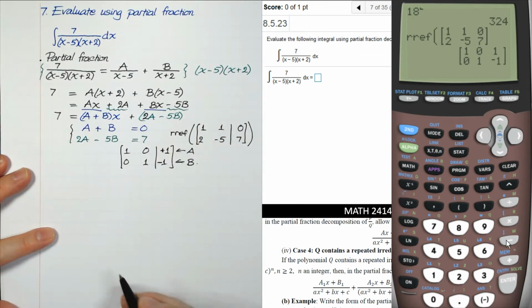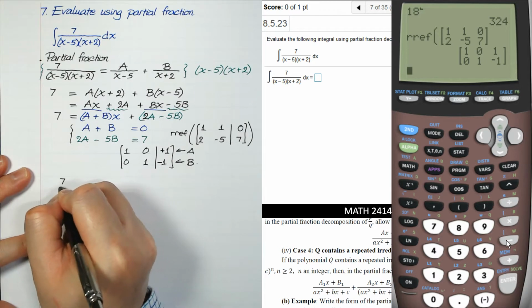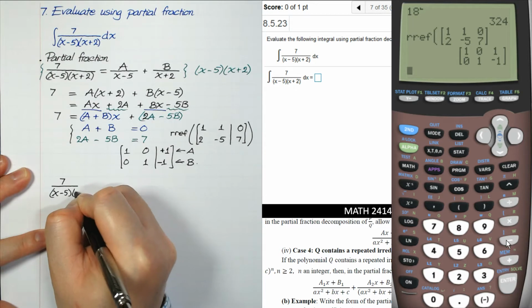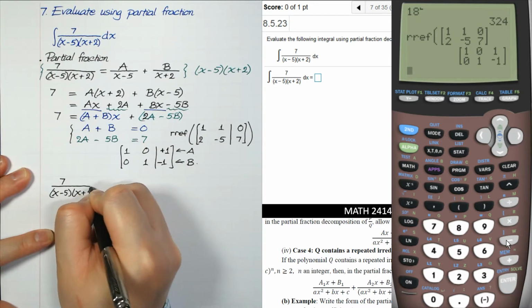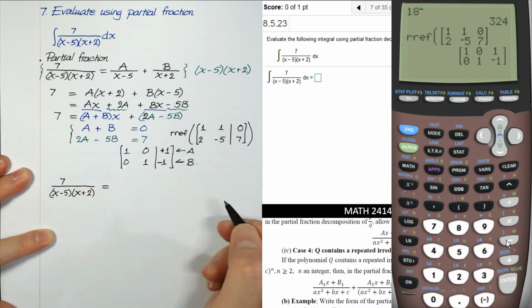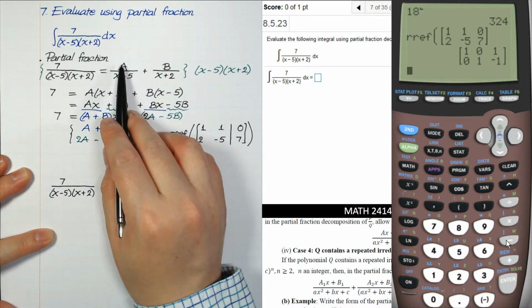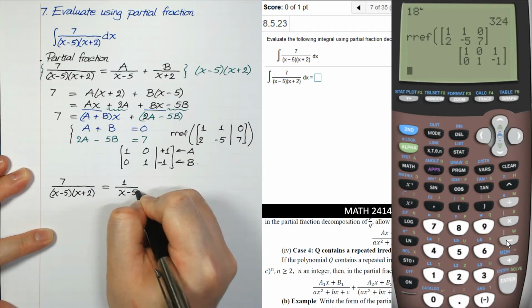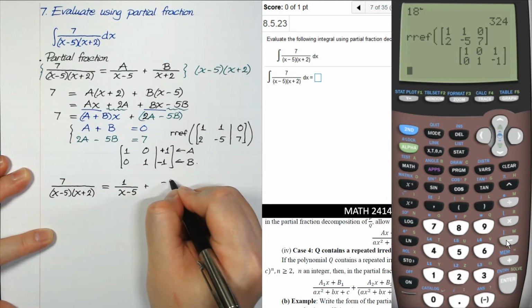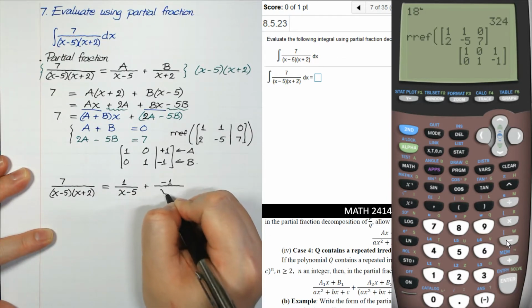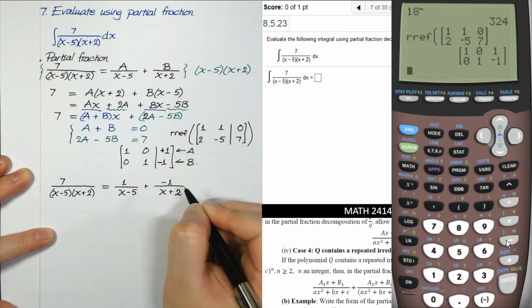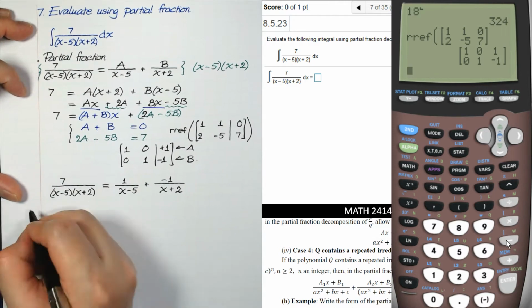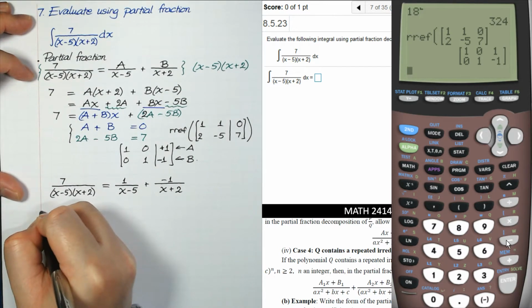So the bottom line is the partial fraction of 7 over x minus 5, x plus 2 equals A is 1 and B is negative 1. So that is the partial fraction. Now back to the integral.